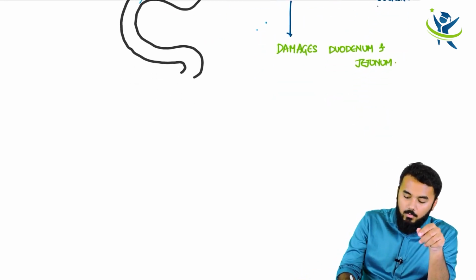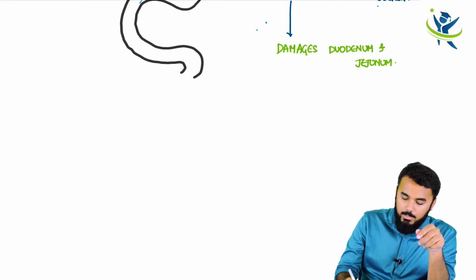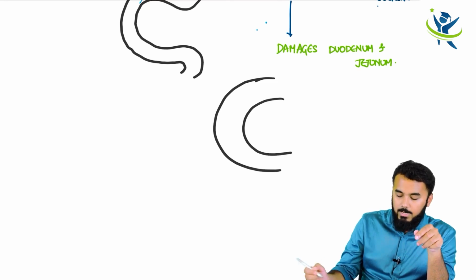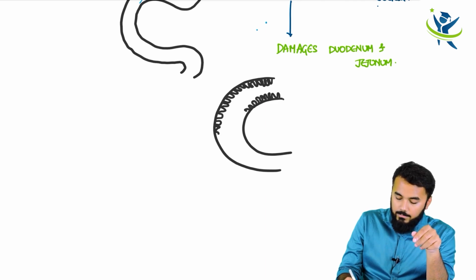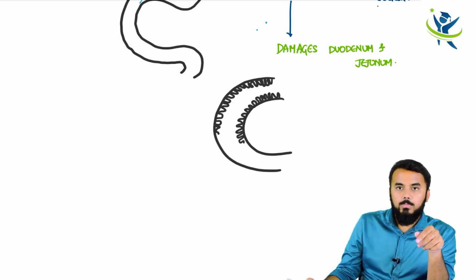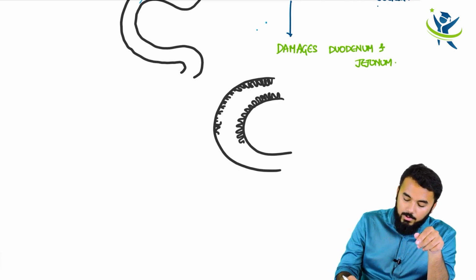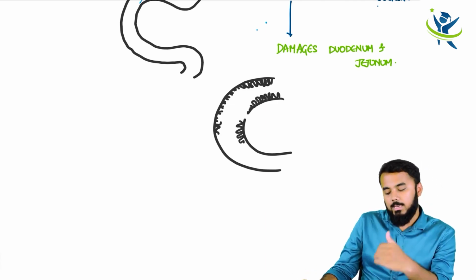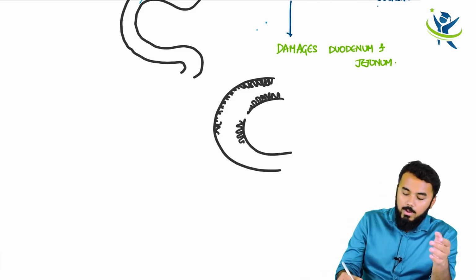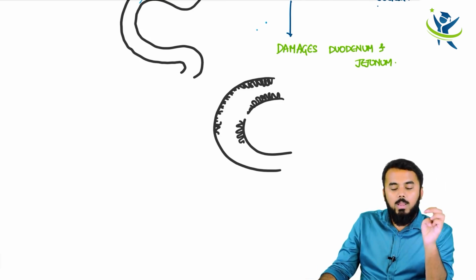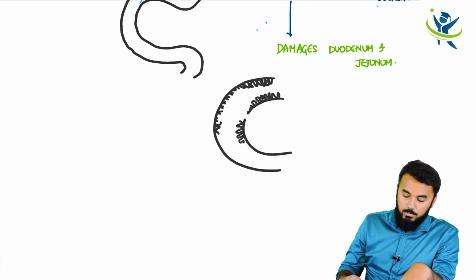For example, this is the wall of the duodenum, and the duodenum is C-shaped. Within the duodenum, obviously you have villi. Villi increase the surface area of absorption, on both sides. Now when there is damage to these villi, do you think there will be any absorption? No, there won't be any kind of absorption. So what will happen to the patient in the end? Malabsorption syndrome will develop.